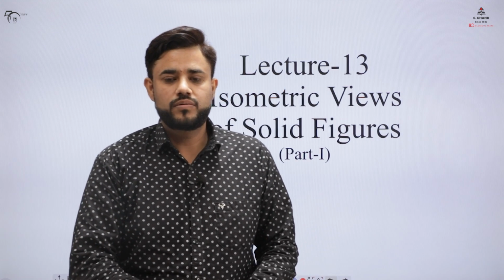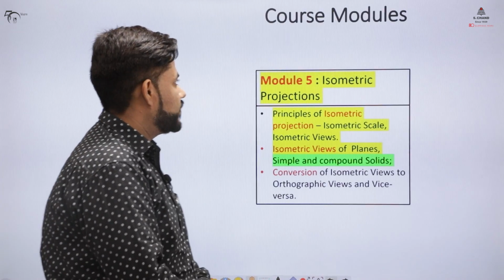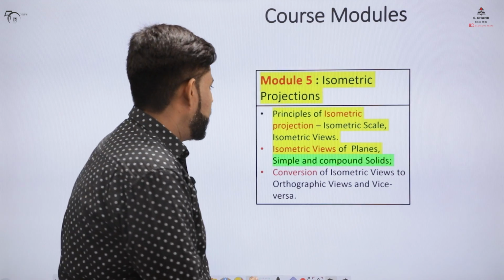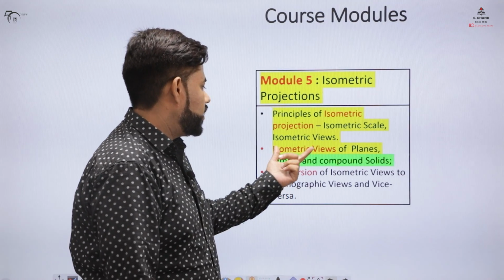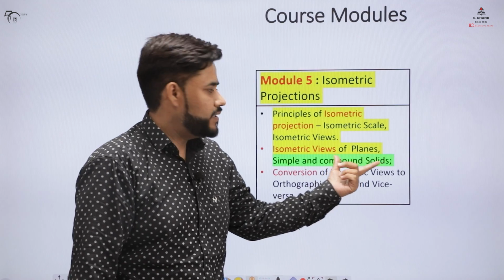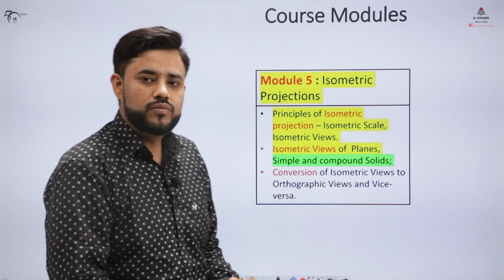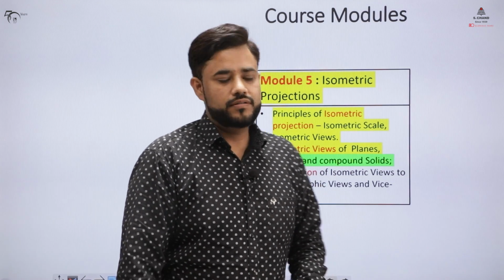This is lecture number 13 of the series, and in this lecture we'll be talking about isometric views of solid objects. We are on module number 5 of the course, and in that we have already covered the isometric views of planes and the basic concepts. In this video we'll be learning how to draw the isometric views of solids. So let us have a look at one example.